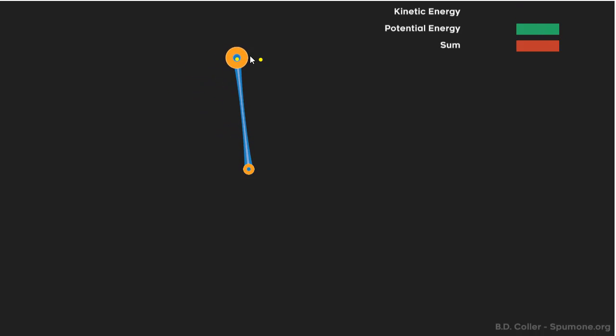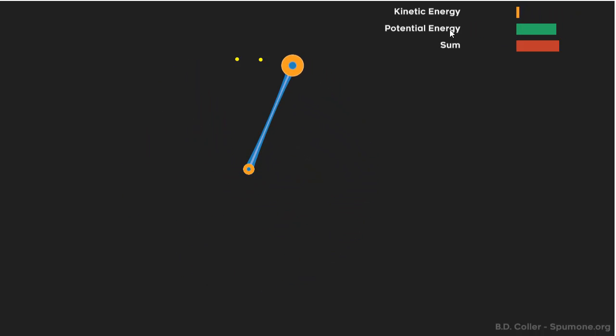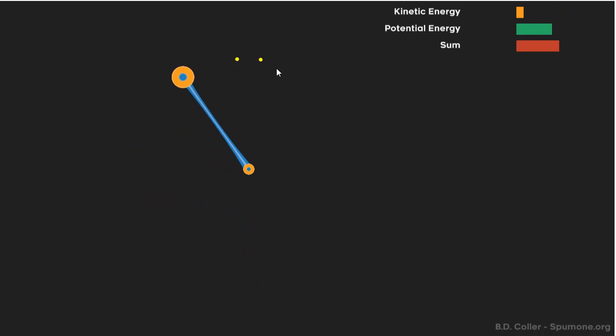So this thing, if it's a purely conservative system as it is, if we don't have any friction or any air resistance, as the simulation does not have, then this thing will always oscillate back and forth between the same two points. This is a characteristic of a conservative system such as the pendulum.